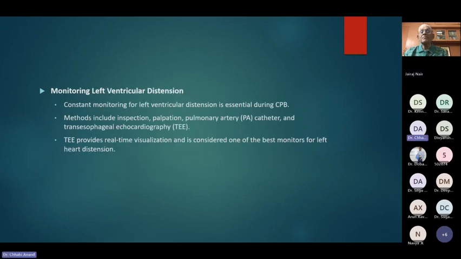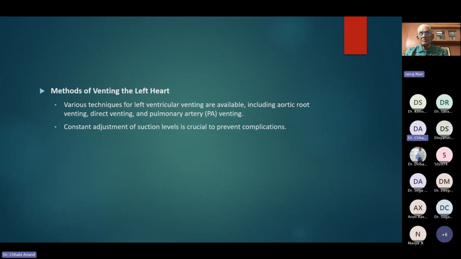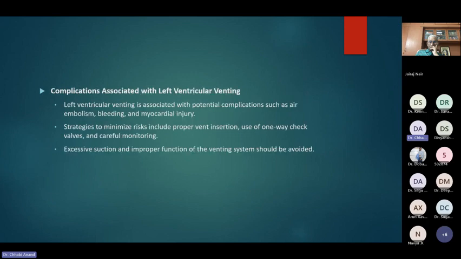Monitoring left ventricular distension. Constant monitoring for left ventricular distension is essential during CPB. Methods include inspection, palpation, pulmonary artery catheter, and transesophageal echocardiography. TEE provides real-time visualization and is considered one of the best monitors for left heart distension. Method of venting the left heart. Various techniques for left heart venting are available, including aortic root venting, direct venting, and pulmonary artery venting. Constant adjustment of suction level is crucial to prevent complications.